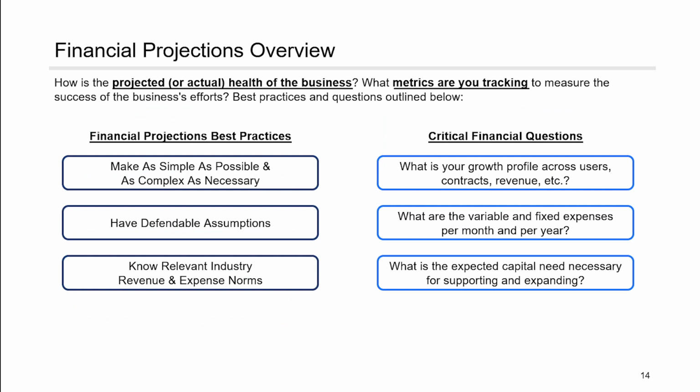Next is the financial projections. Of course, financial projections are important to the average investor because they want to see that there's a real business here. Now, this can get very, very detailed, but what I want to do is give you some best practices on things that should be included in your financial projections.